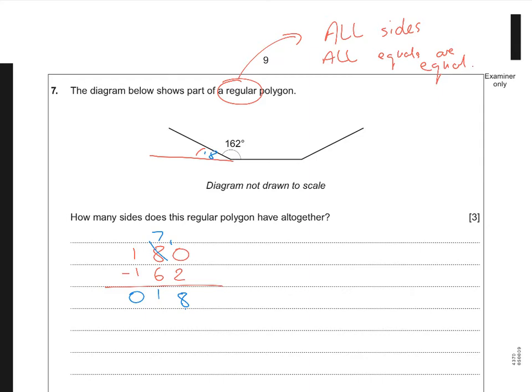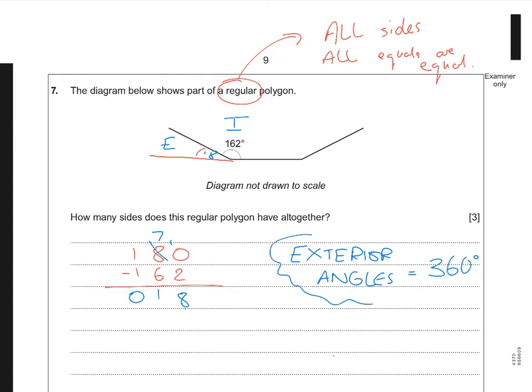The other thing you should know is that this is what we call an interior angle, and this is what we call an exterior angle. And this fact you are supposed to know. If you don't know it, you need to make sure you write it down now on a piece of paper and stick it up in your room. You're supposed to really, really know this fact, okay? Exterior angles equal 360 degrees. Okay?